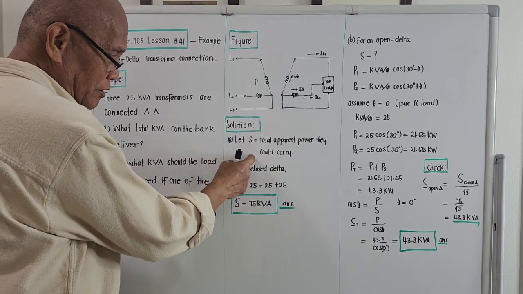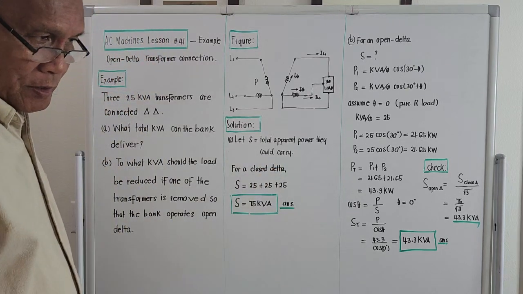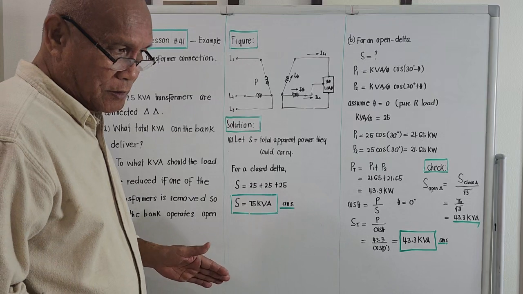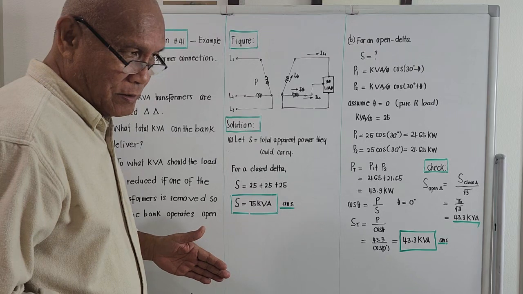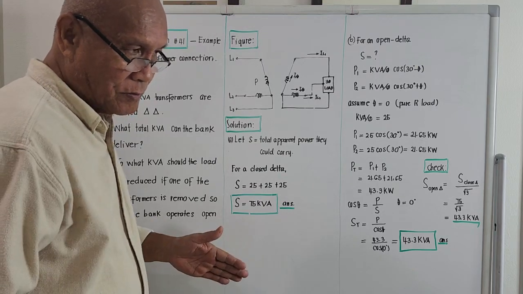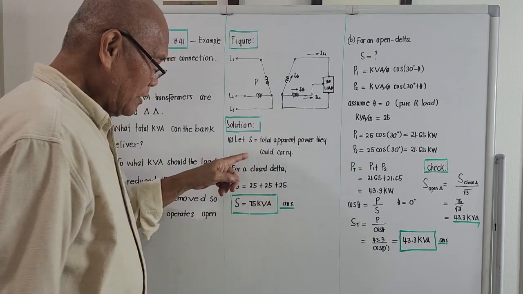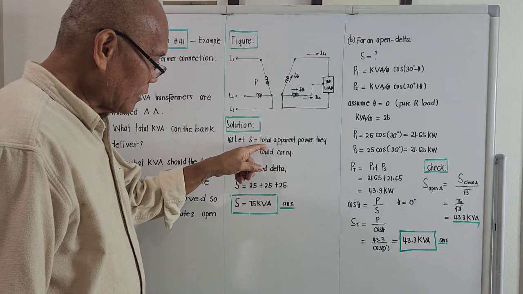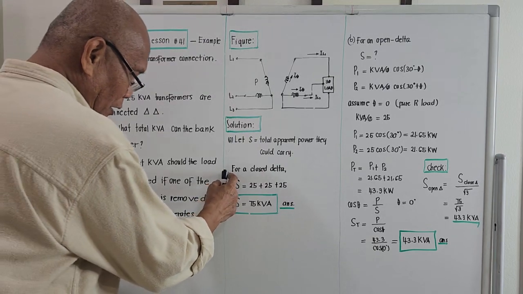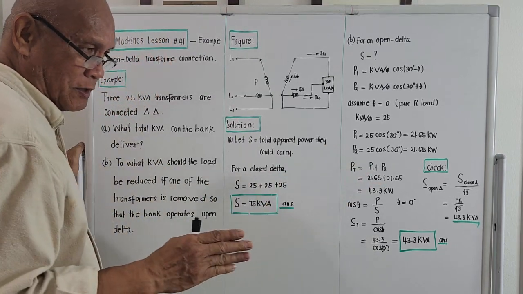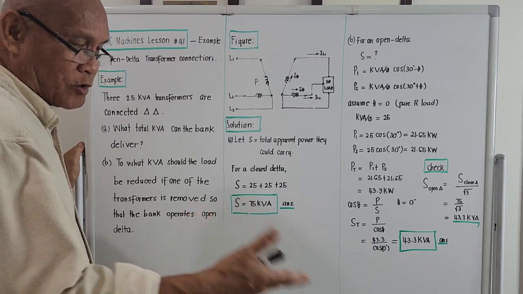We let capital letter S be the total apparent power that they could carry. Under the study of AC circuit, the total apparent power is S, and transformers fall under AC circuit, so S is still the total apparent power under the study of transformers. Originally, the closed delta. For a closed delta, the problem is asking what will be the total load that they could deliver or carry.